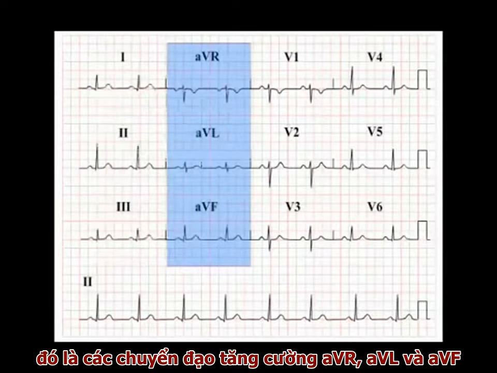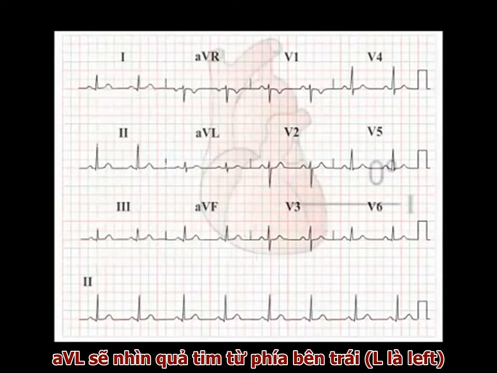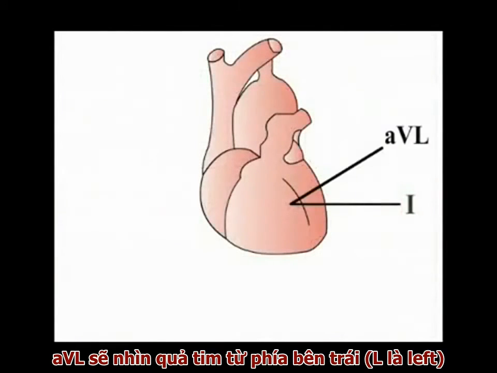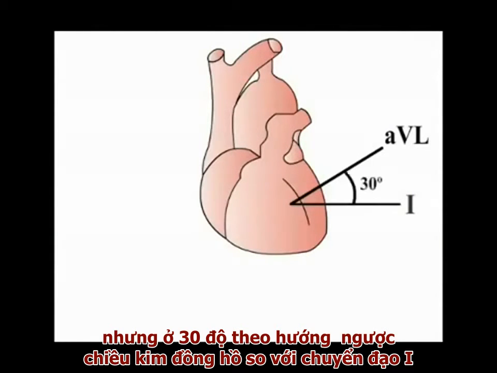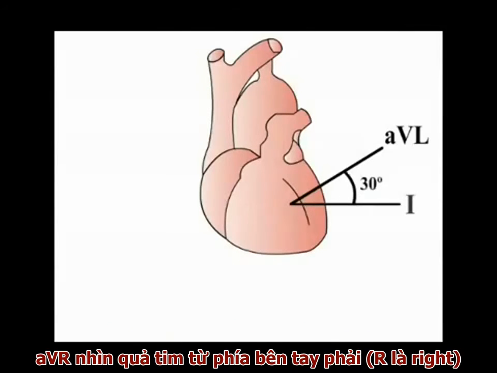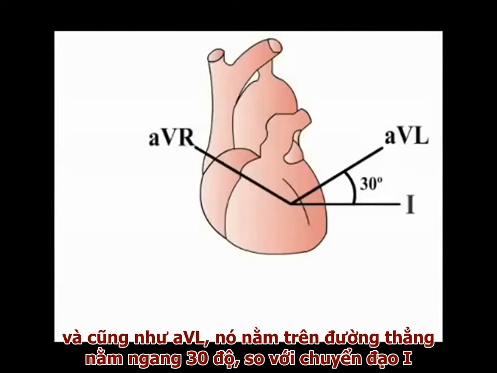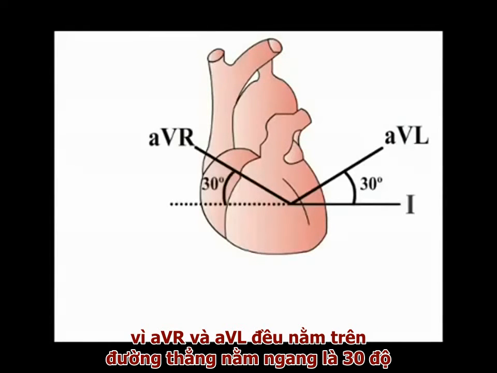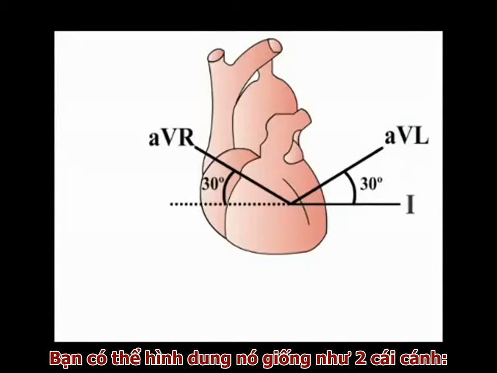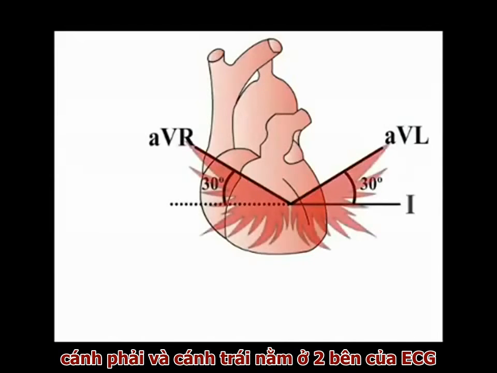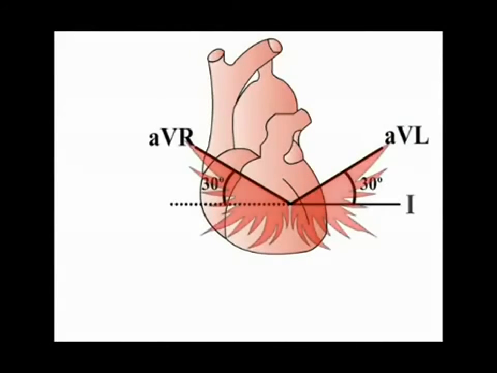The augmented leads, AVR, AVL and AVF. AVL looks at the heart from the left, L is for left, but at 30 degrees anti-clockwise, or more to the left if you like, from lead 1. AVR looks at the right side of the heart, R is for right, and just like AVL, it is 30 degrees above the horizontal relative to lead 1. As AVL and AVR are set at 30 degrees off the horizontal plane, you can think of them as the left and right wings of the ECG.